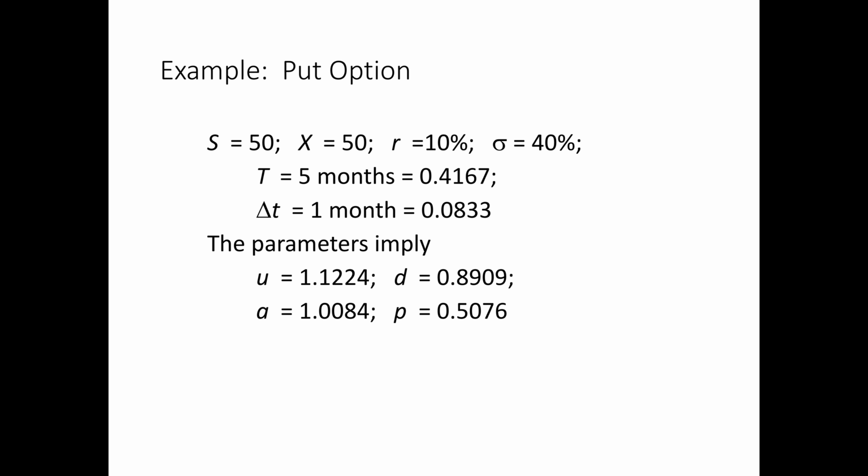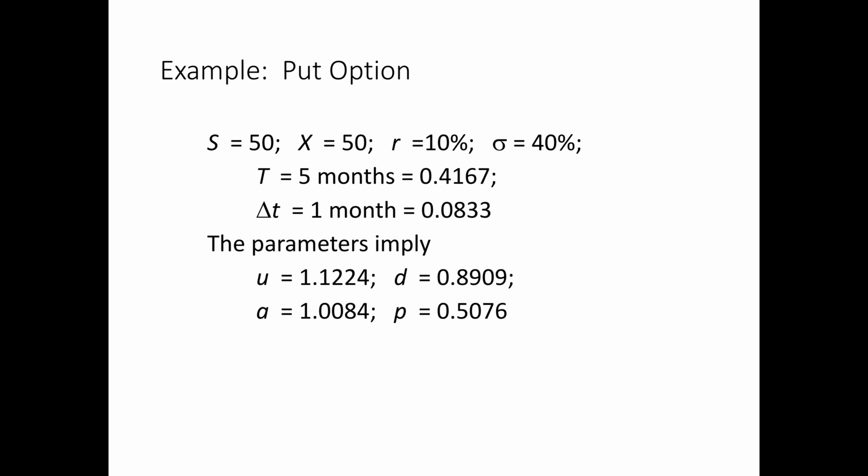Here is an example of a put option. With a put option, sometimes you will have to deal with an American option that has early exercise. Stock price $40, exercise price $50. This early example uses X, not K. Risk-free rate is 10%. Sigma is 40%. Total time horizon is 5 months. The option is 5 months. So why do I put 0.4167? It's 5 divided by 12. Don't forget, we have 12 months per year.